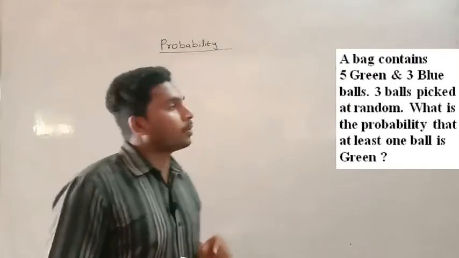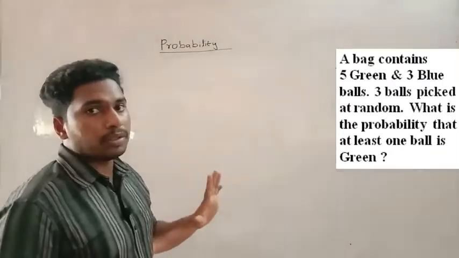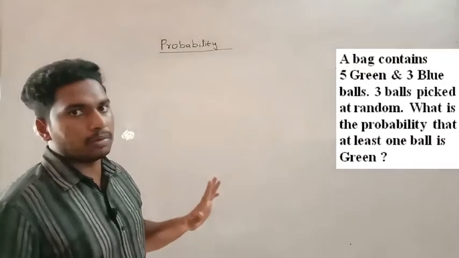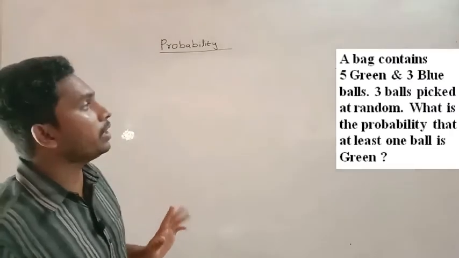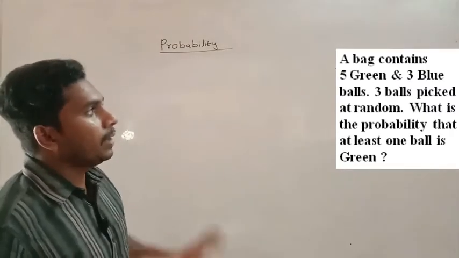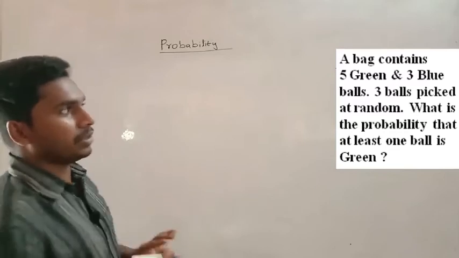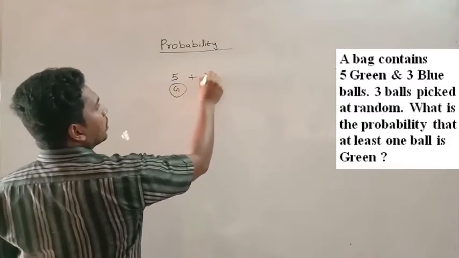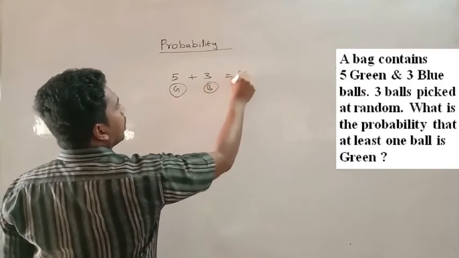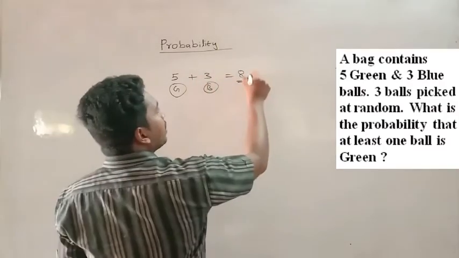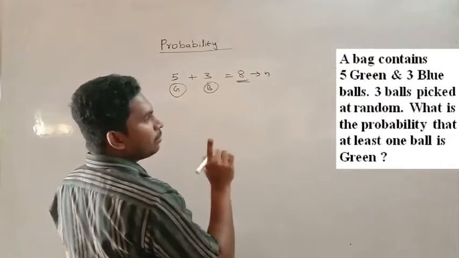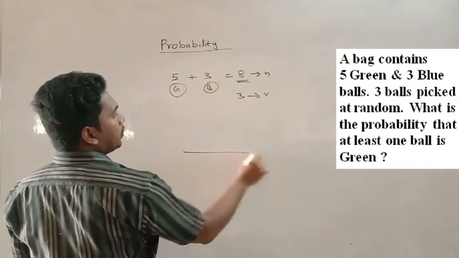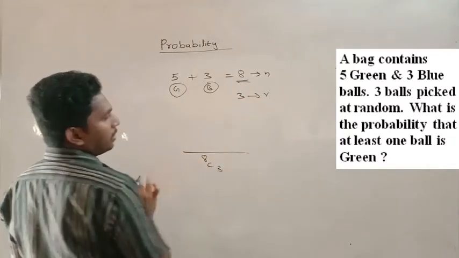Now let us solve another problem. This is a bit of a typical problem, so you have to be aware of these kinds of problems. Let us first read the question. A bag contains 5 green balls and 3 blue balls. In total there are 8 balls, and that is your n value. 3 balls are picked at random, so in the denominator it is 8C3.